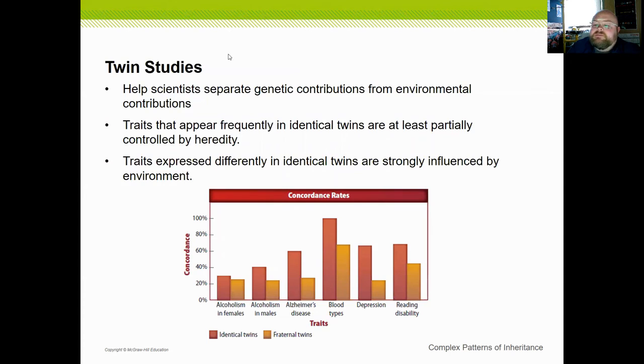Now, some of these genetic occurrences have been studied in twins. These twin siblings get studied to see what would happen if one thing happens to one and another thing happens to the other. These twin studies have helped scientists separate genetic contributions from the environment versus what's strictly genetic. Traits that appear frequently in both twins are at least partially controlled by heredity, and traits expressed differently in the twins are strongly influenced by the environment. So they're able to tell whether something is based on your genetics or on factors we influenced you with.